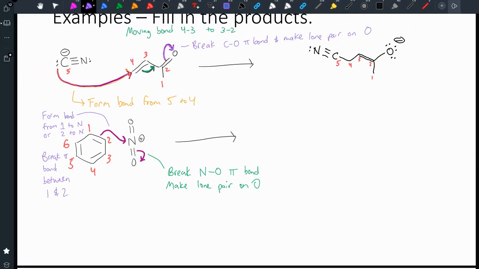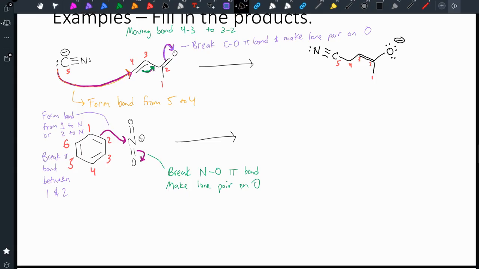All right, so again, I wrote out my thought process here. Identified that I need to form a bond either between 1 and N or 2 and N. It doesn't really matter. Those two carbons are equivalent, so whichever one I choose is going to make no difference. I'm breaking the pi bond between 1 and 2.